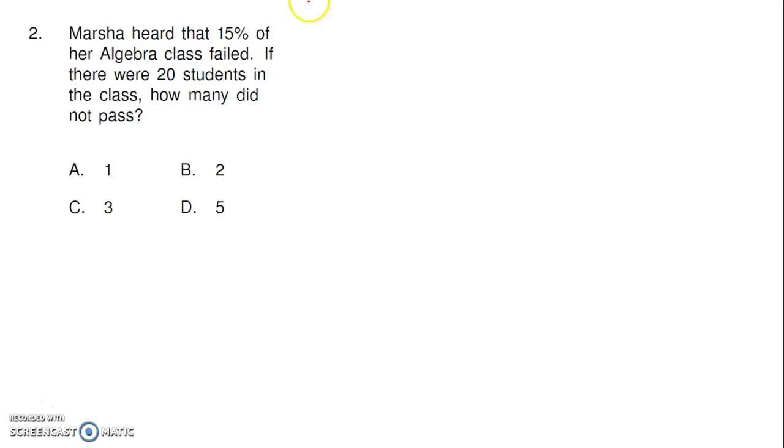Well, when I look at percents, I always look at part over whole equals your percent over what would be the whole percent. 100 is the whole percent. So it's still just part over whole. So we know 15% of our algebra class failed. So 15 out of every 100 students would have failed.